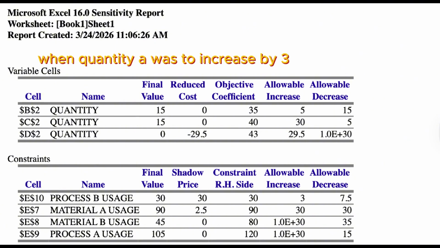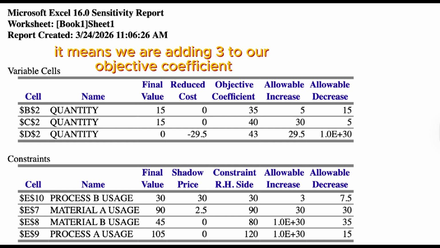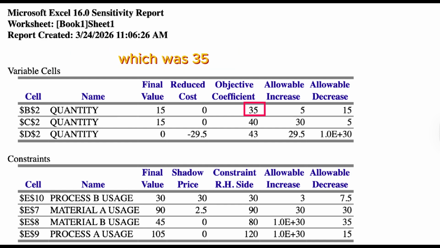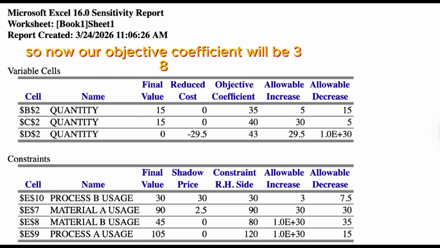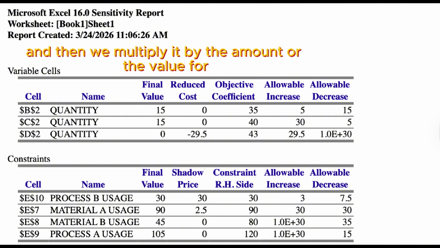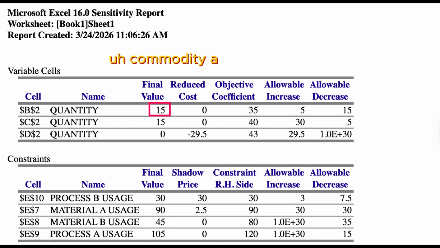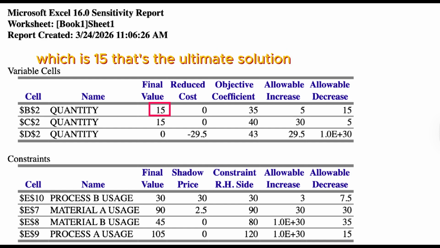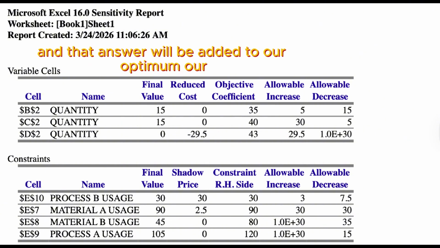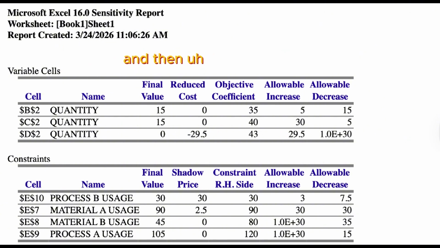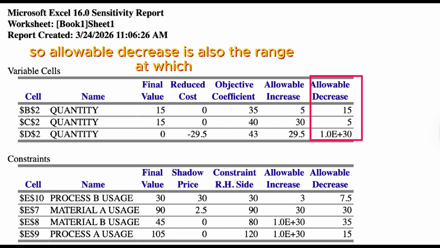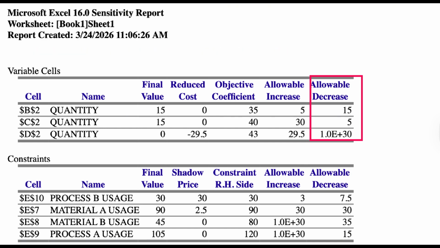When the coefficient of A increases by 3, what will be our objective function? We are adding 3 to our objective coefficient, which was 35, so now it will be 38. Then we multiply it by the value for commodity A, which is 15, the optimum solution. We get our answer, and that will be added to our profit. And then we talk about the allowable decrease, which is also the range by which our coefficient could decrease.